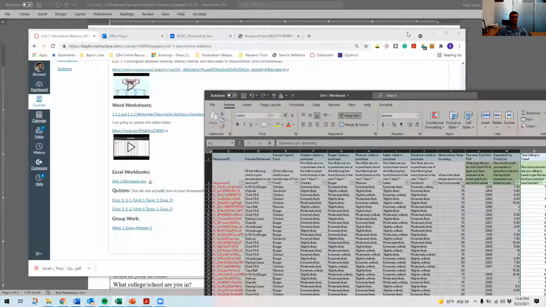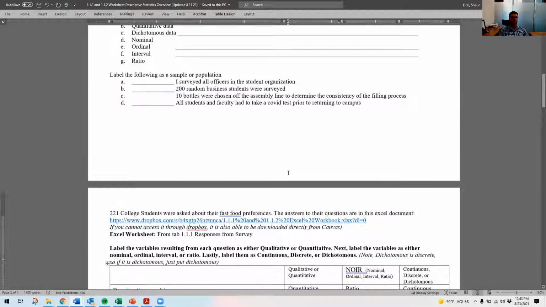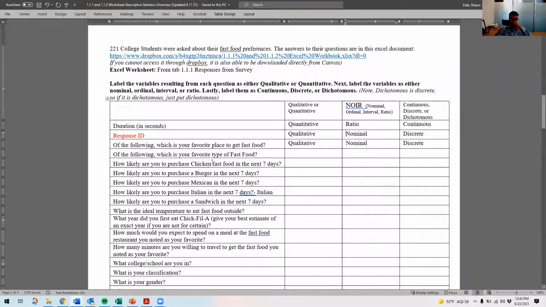So when the question's like, okay, I want to know is duration in seconds, is this quantitative or qualitative? Is this nominal, ordinal, interval, ratio? And then is it continuous or discrete or dichotomous? And so you've got all of this information right here. And so you've got to answer all these. But in order to really answer these, it's really important that you understand the type of response that they're giving.